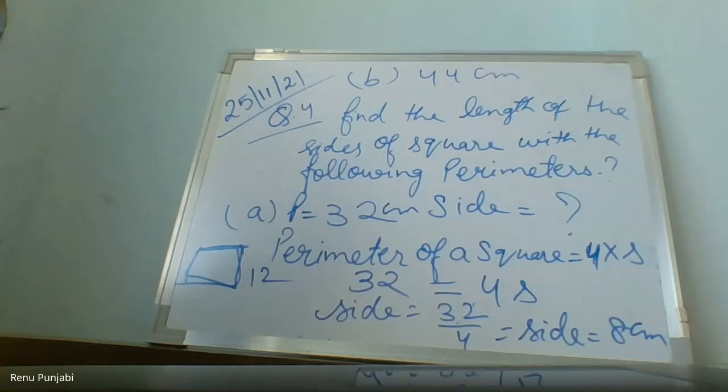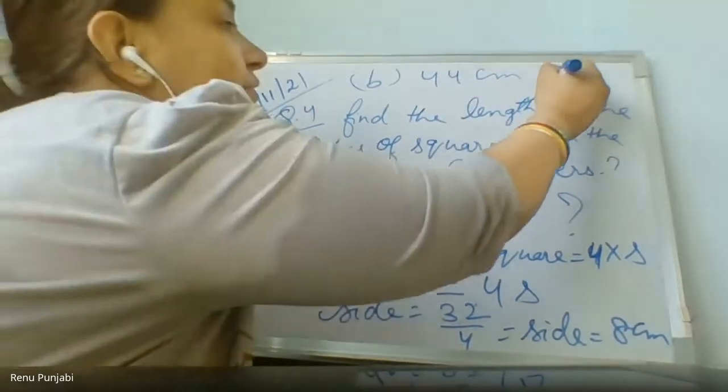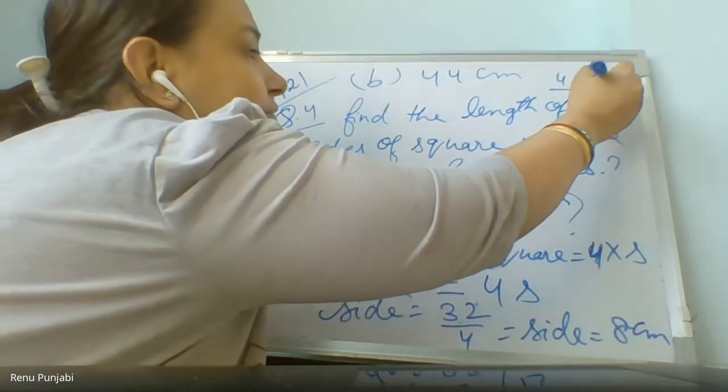Any doubt to any child till here? No, ma'am. Ma'am, it's 11 centimeter. Yeah, the B answer is 11 centimeter. 44 divided by 4 will give you 11 centimeter.